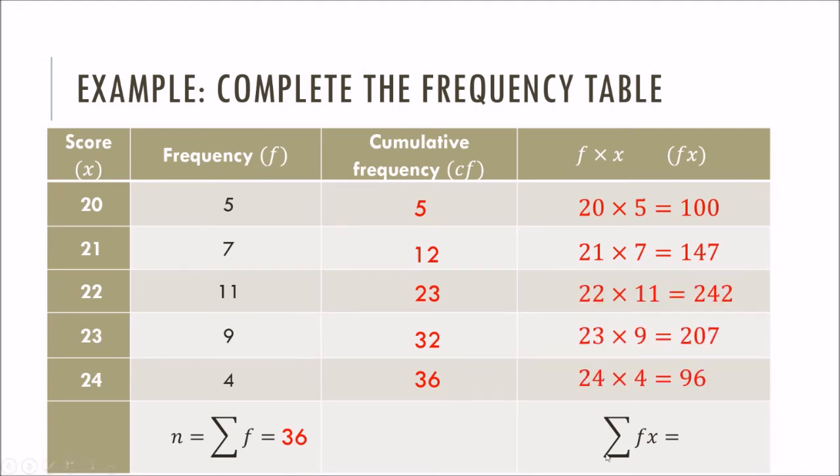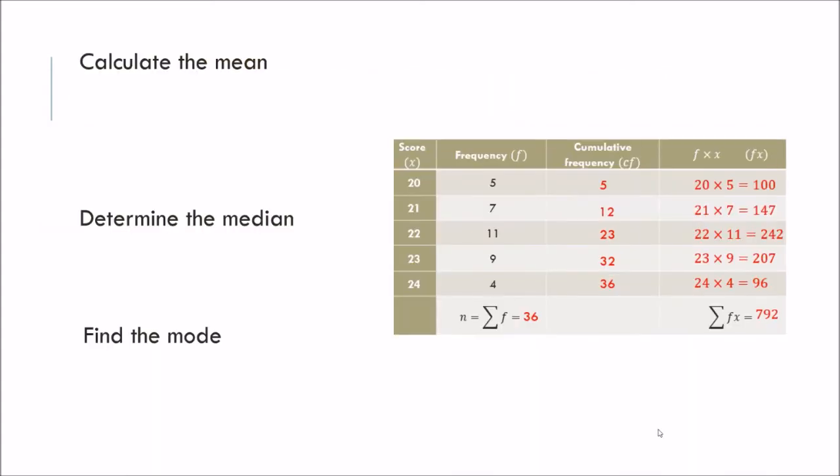Now, to find the sum of our f of x, we want to add all those scores together, which gives us 792. Okay, so this is looking at our frequency table from the previous page. We want to calculate our mean. So we have our formula of the sum of f of x divided by our total number of scores. We'll have 792 divided by 36, which will give us 22.